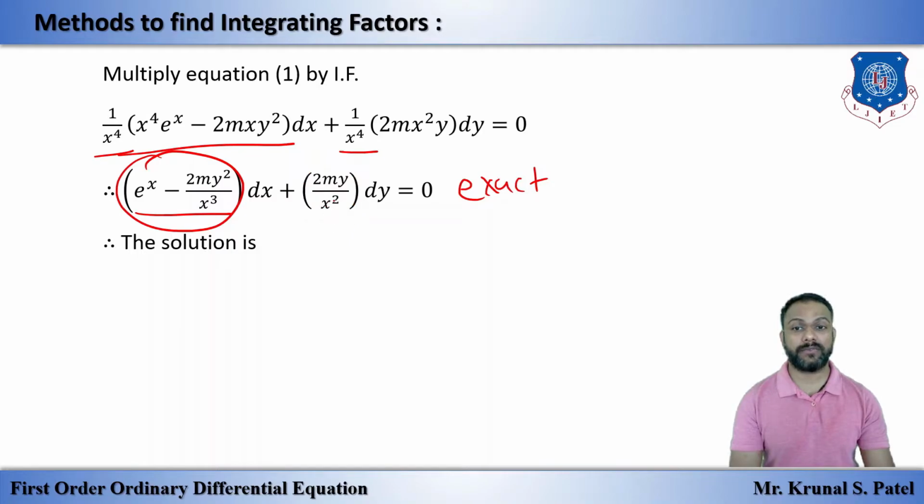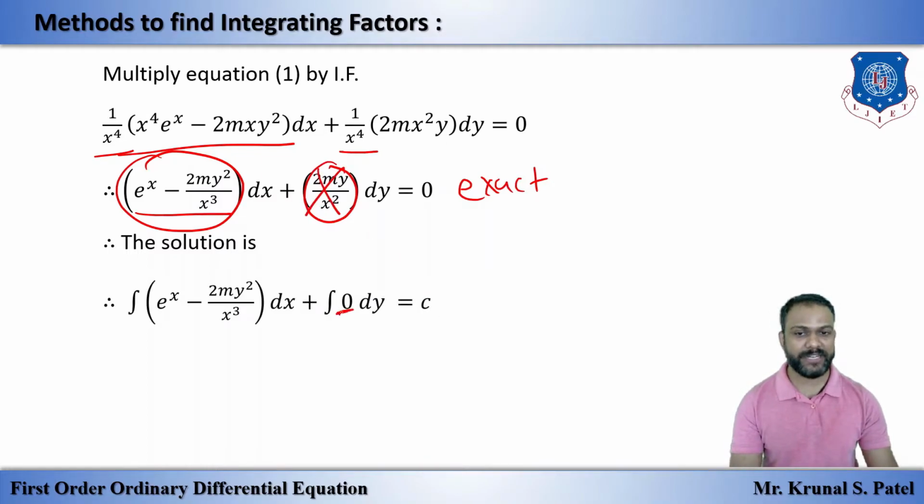Some say, sir, we have to just ignore this x only. No, we have to take the term free from x. This is the only term which contains x, therefore we have to omit this entire term. So we'll take 0 instead of that. So this becomes 0 dy.